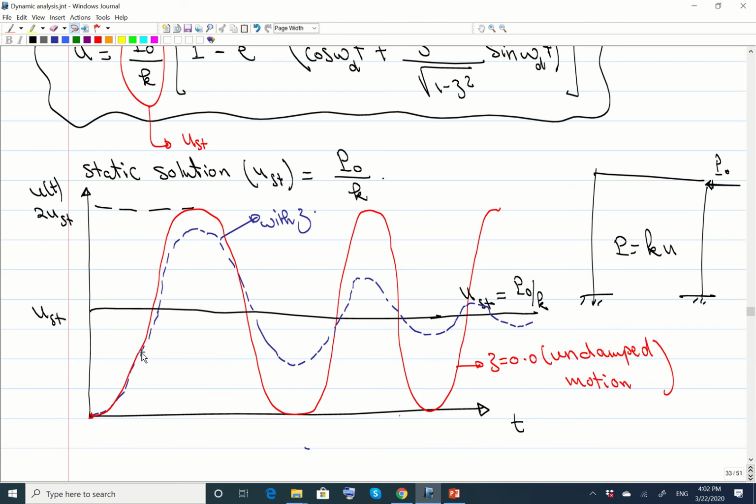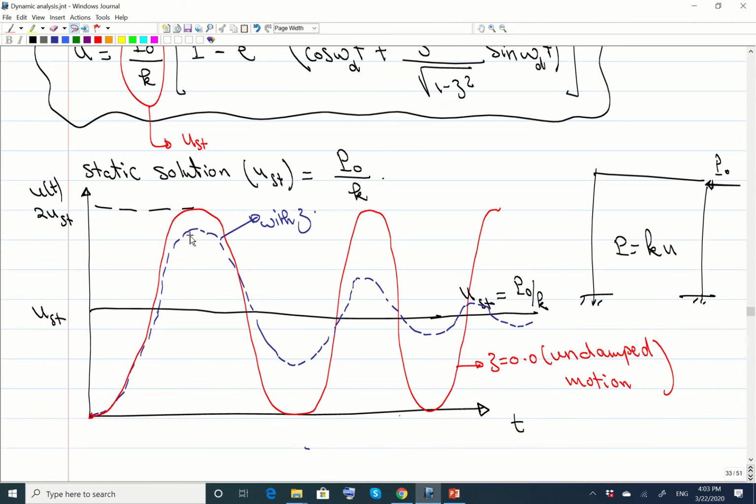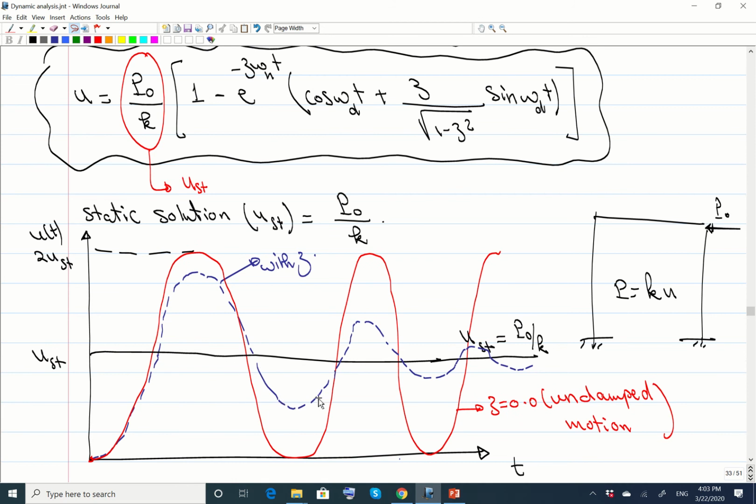You're going to go up and overshoot. When will you overshoot? When this term becomes negative, so negative multiplied by negative, you can have a higher value: 1 and then plus something. So P naught divided by k plus some oscillation over here. So you're going to overshoot, and then you're going to go down, when this becomes positive. So 1 minus this oscillation over here. You're going to go below u static, and then you're oscillating about this static force.